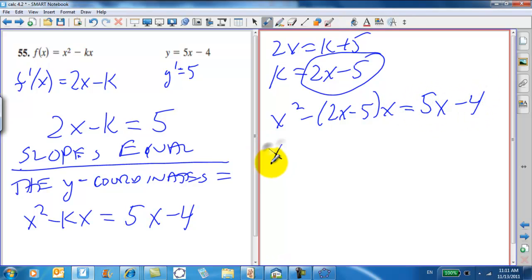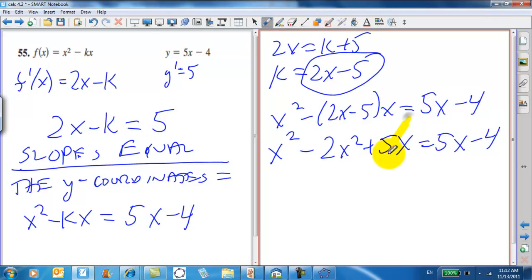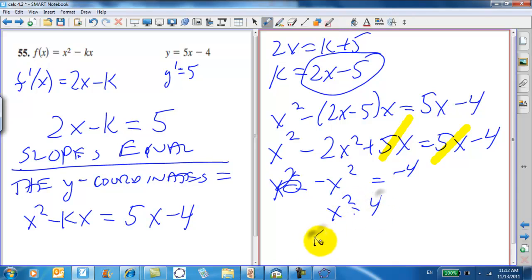And at least we can get x solved for here. x squared minus 2x squared plus 5x equals 5x minus 4. The 5x's cancel. And so we get x squared minus 2x squared is minus x squared equals negative 4. So x squared equals 4. So x equals plus or minus 2.